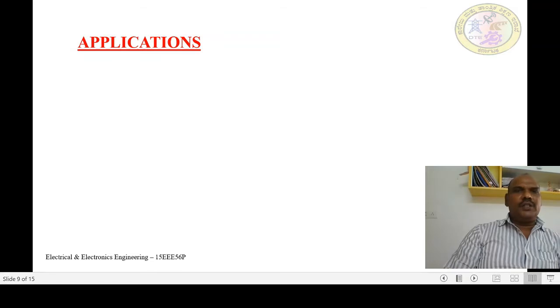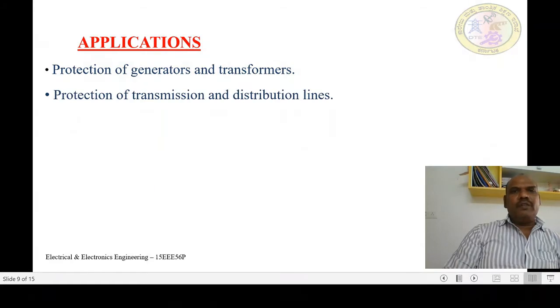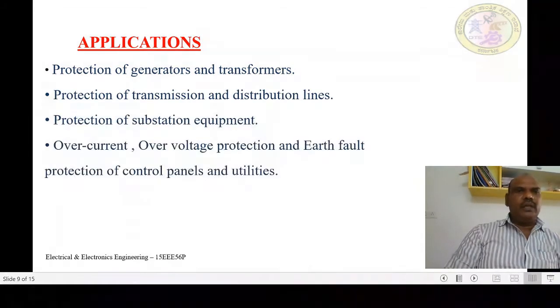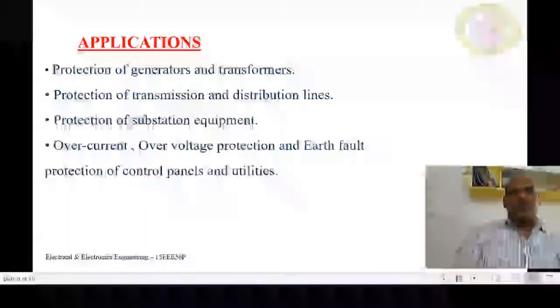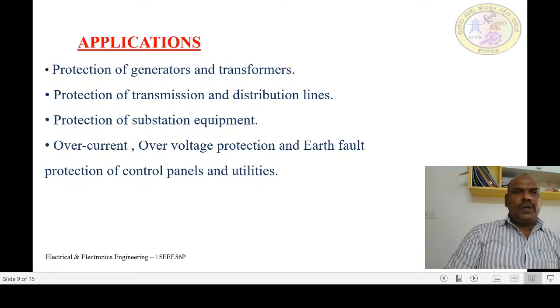Next is applications. Protection of generators and transformers in the generating station, protection of transmission and distribution lines, protection of substation equipment, overcurrent, overvoltage protection, earth fault protection, protection of control panels and utilities.